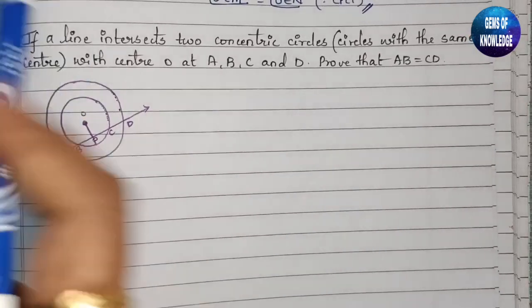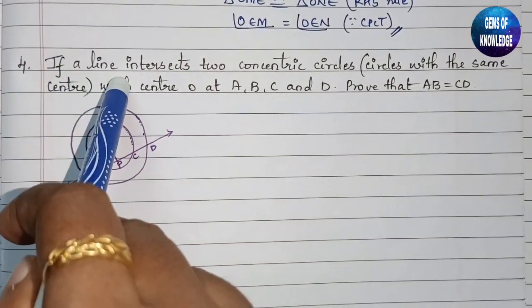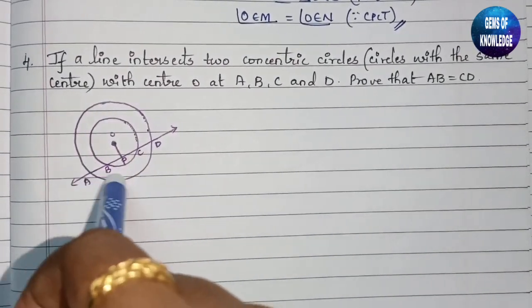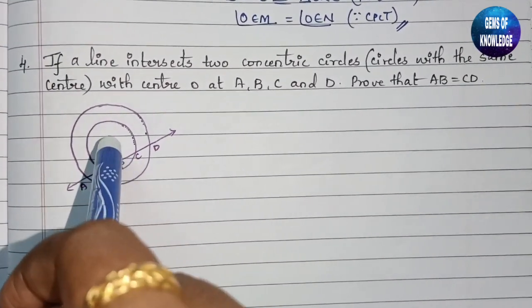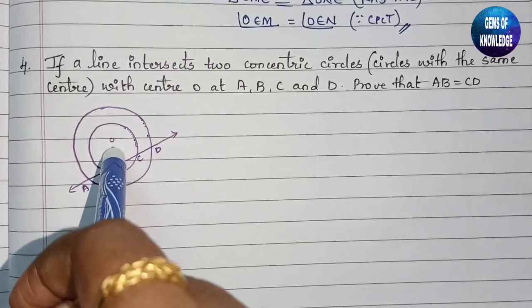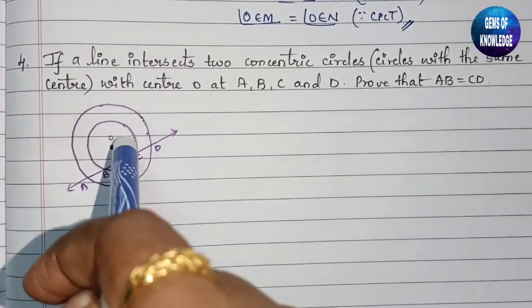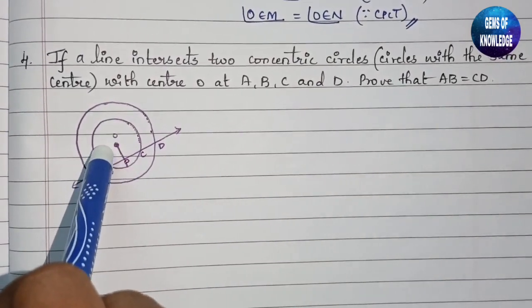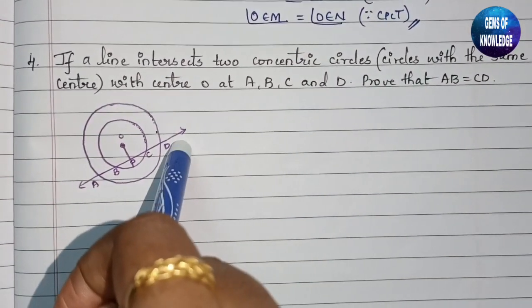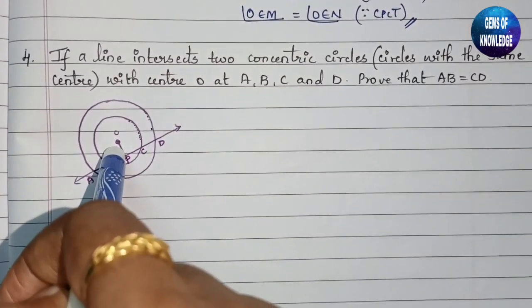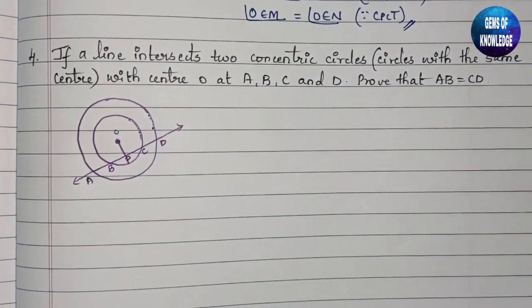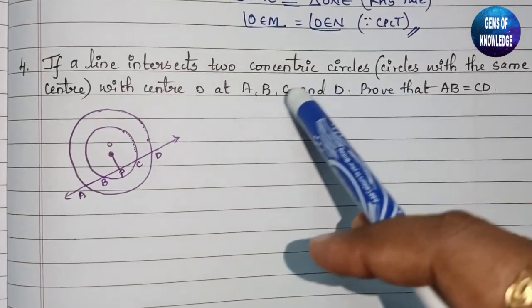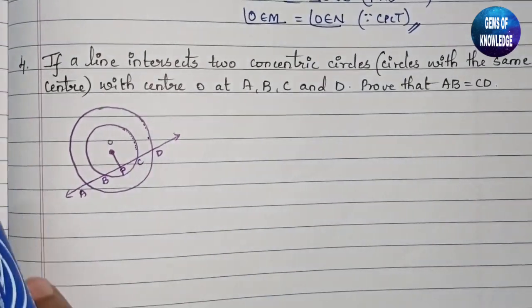Moving to the fourth question: a line intersects two concentric circles. Concentric circles means both circles have only one center, and they have different radii. So if this is a 2 centimeter circle, this might be a 4 centimeter circle. With the same center, they have different radii. That type of circle is known as a concentric circle.